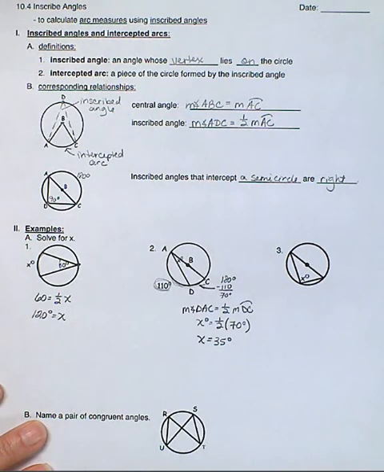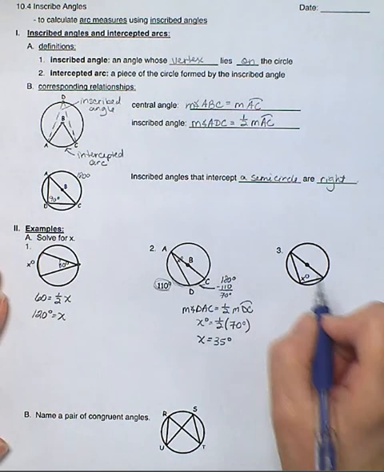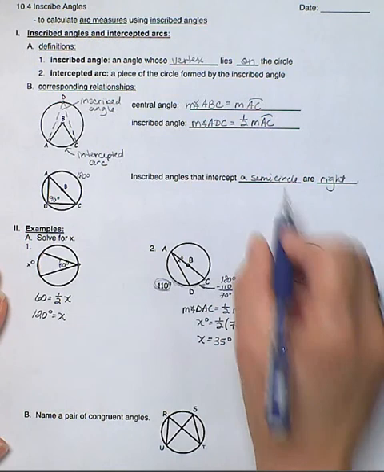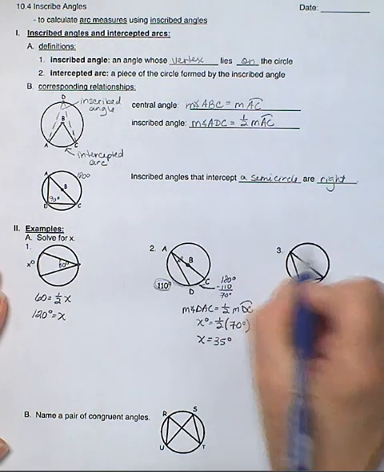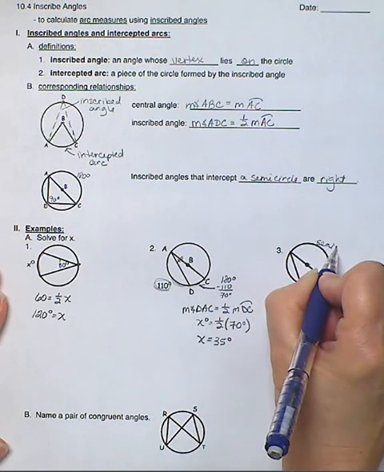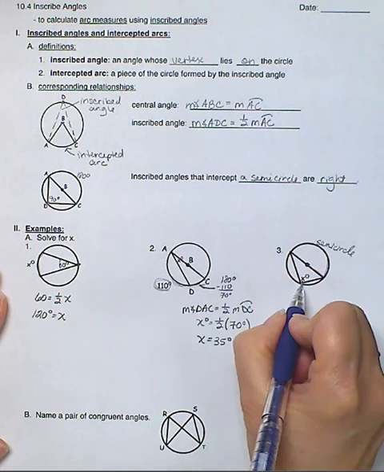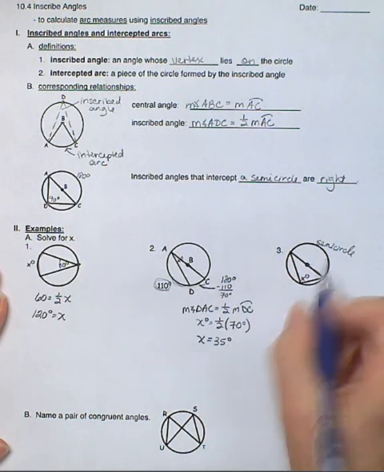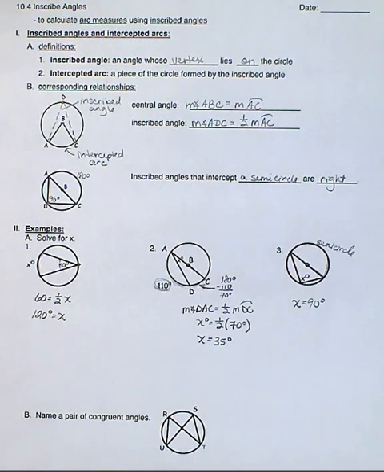Number 3, you can do the algebra or remember the theorem. If I identify this as a diameter, this arc is a semicircle, and if it's a semicircle, then this inscribed angle is right, and right angles are 90 degrees. So you can just say that. You can go straight there. That's why we have that theorem, to reduce our workload.